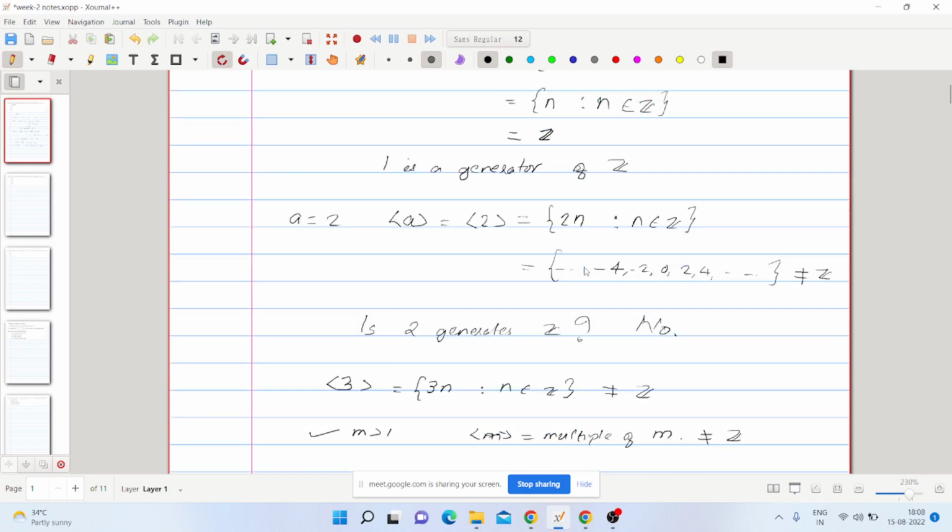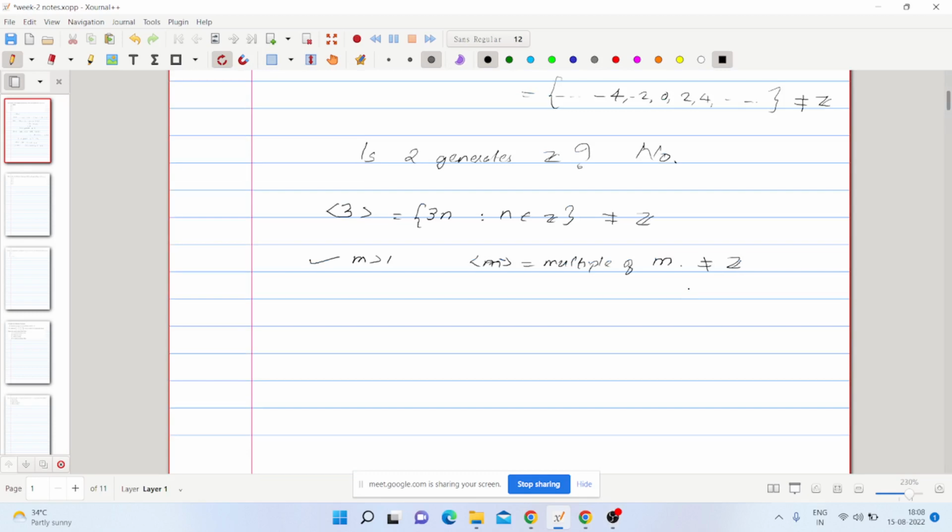Can any negative integer be a generator of this Z? Note that 1 is a generator of Z. In the same way, you can think in the negative also. Okay, let me go to -1. What about -1, is it a generator?